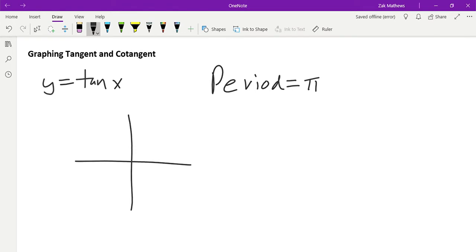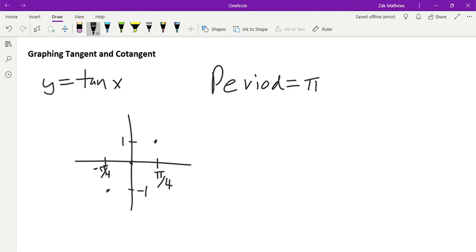For tangent, we know the values from our unit circle special triangles. We know one of our values is 0, 0. We also know that we get a nice even y value of 1 at pi over 4. We also know that tangent is an odd function, so that means we'd get a negative 1 at negative pi over 4.